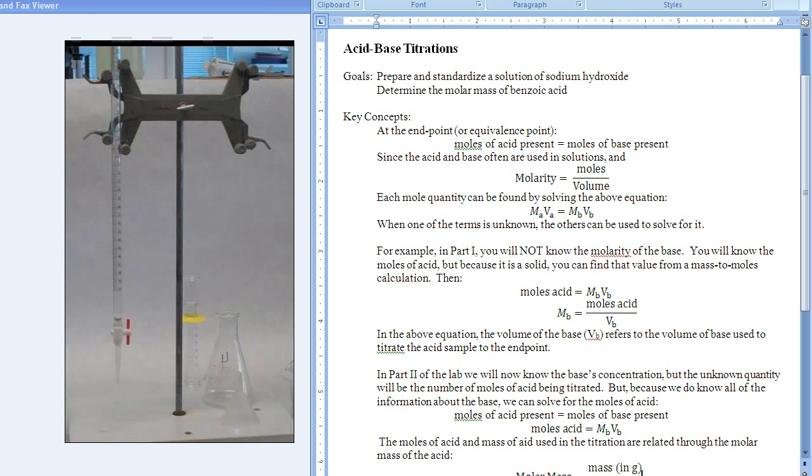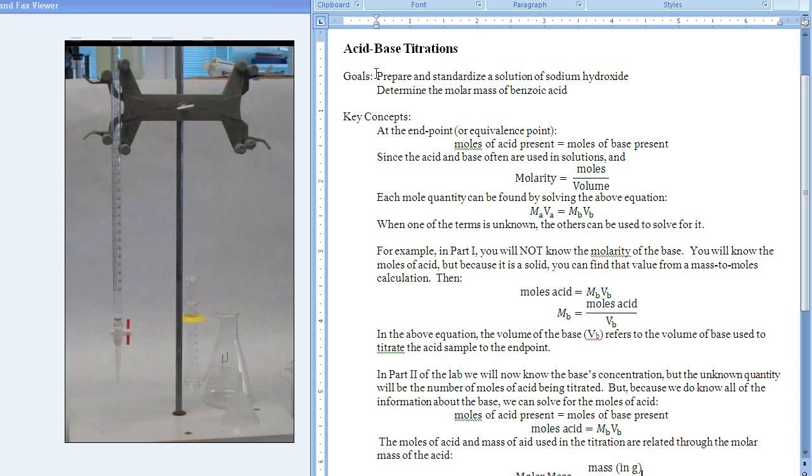This video, or screencast, will provide you with information for the acid-base titrations experiment, part of the Chemistry 1 laboratory curriculum. The acid-base titrations experiment has two primary goals. First, we're going to use titration to prepare and standardize a solution of sodium hydroxide. Then, in the second half of the experiment, we'll use that standardized sodium hydroxide to determine the molar mass of benzoic acid.